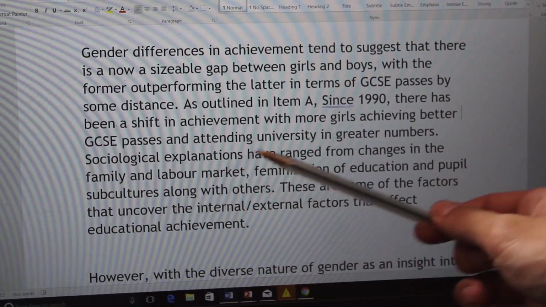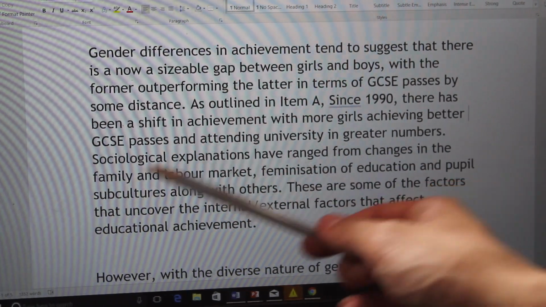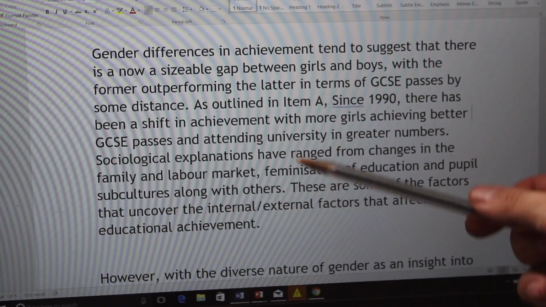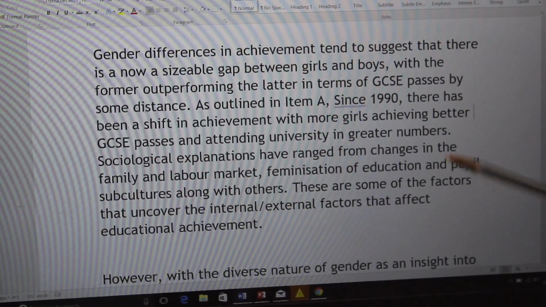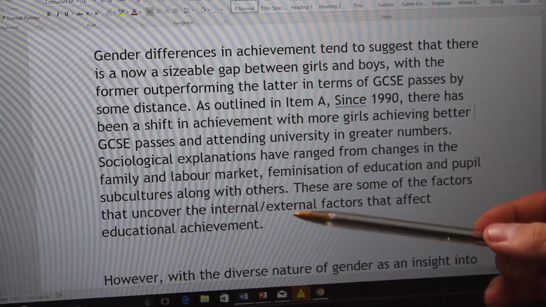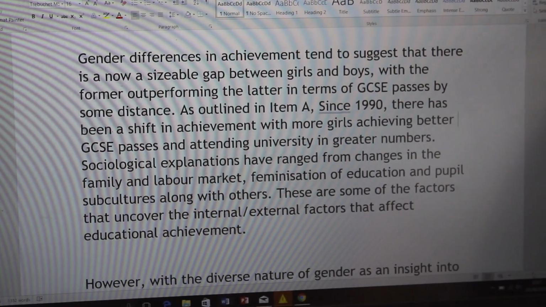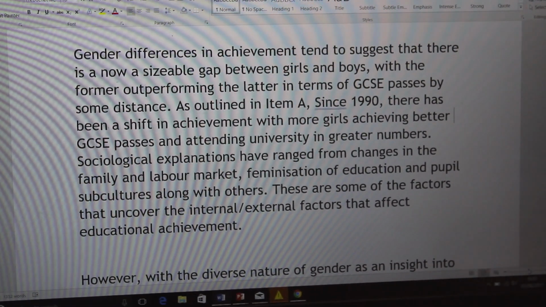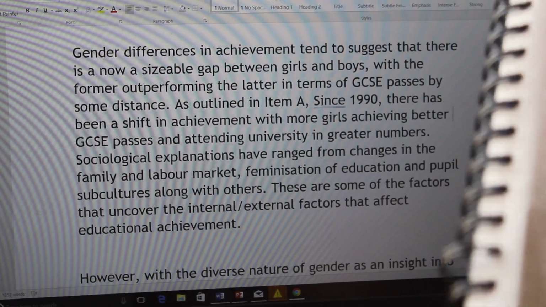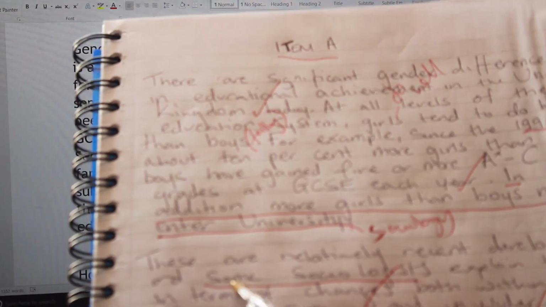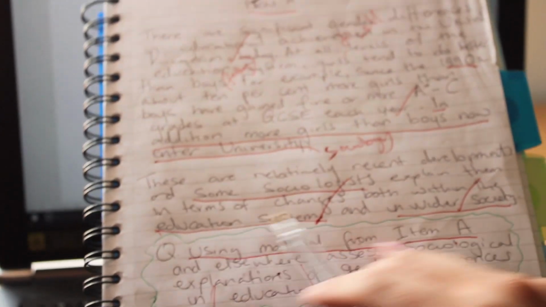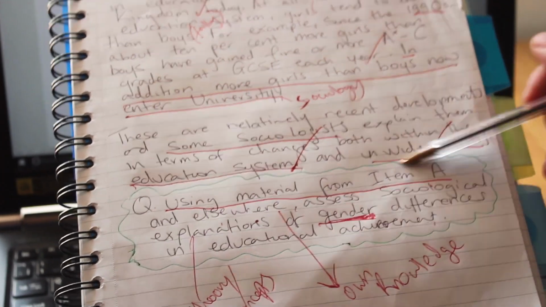Sociological explanations have ranged from changes in family, the labour market, feminisation of education, and people's subcultures, along with others. So within the item, as you can see, they made reference to the idea that there are some sociologists that explain the changes within the education system and wider society.